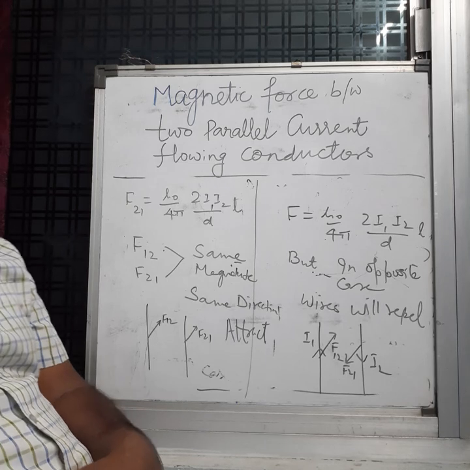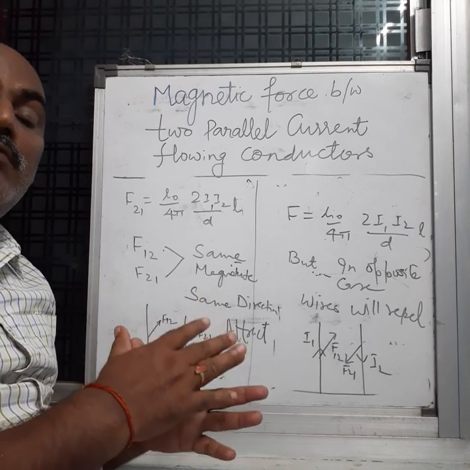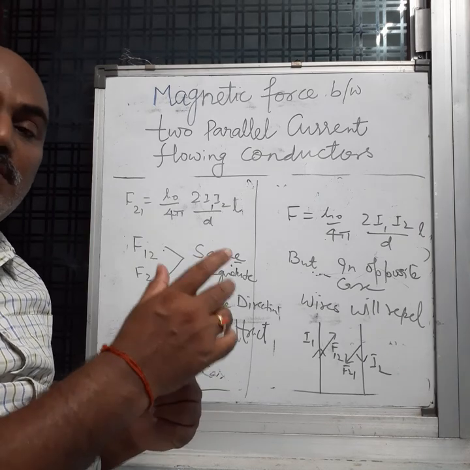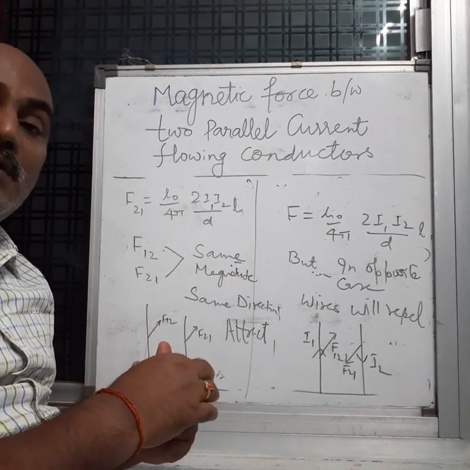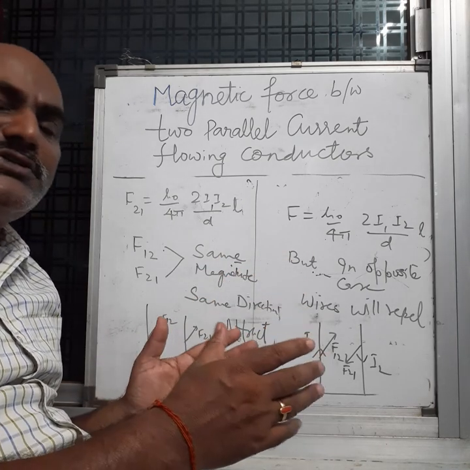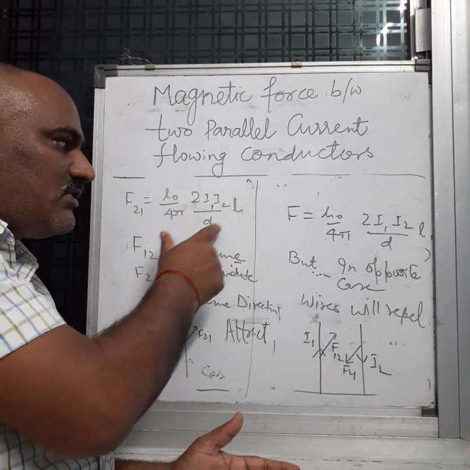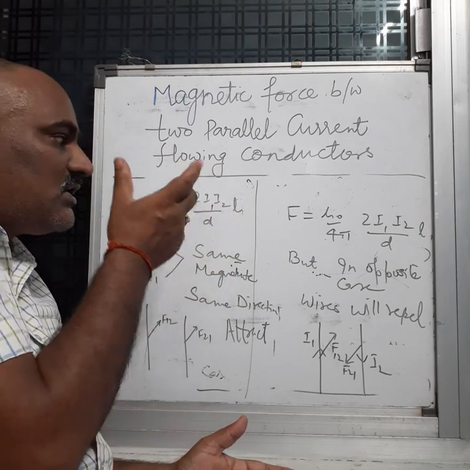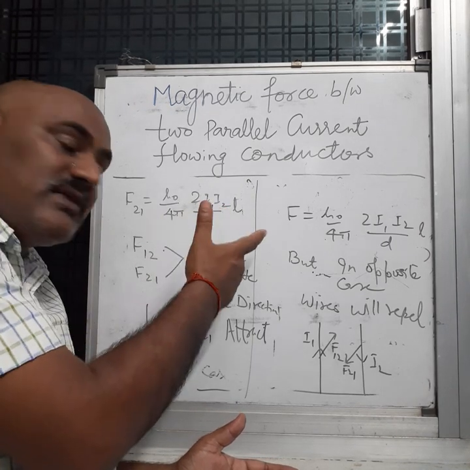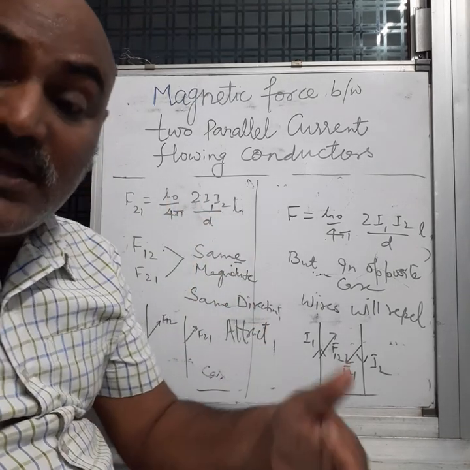Now you also see the numerical problems given in your textbook. Some questions are given in examples, some in the exercise, but mainly you should see the previous year board papers. A few questions always came on the formula F equals mu 0 upon 4 pi, 2 I1 I2 D by L. Here make sure of the terminology. What is I1? Current in the first wire. What is I2? Current in the second wire. What is D? Distance between the wires. What is L? Length of the wire kept in the magnetic field.